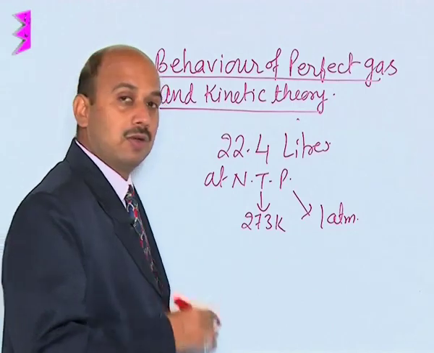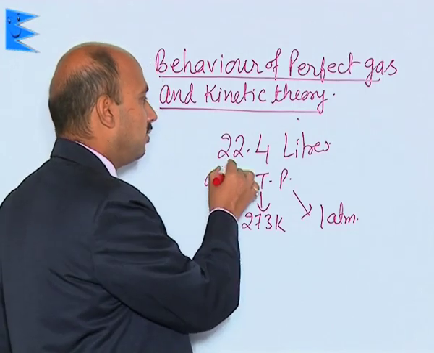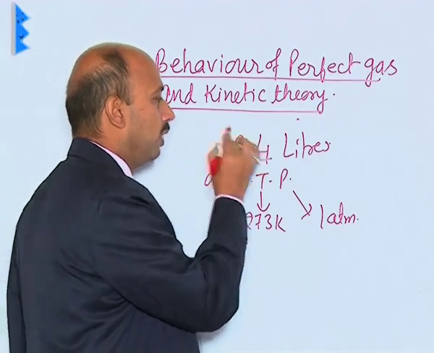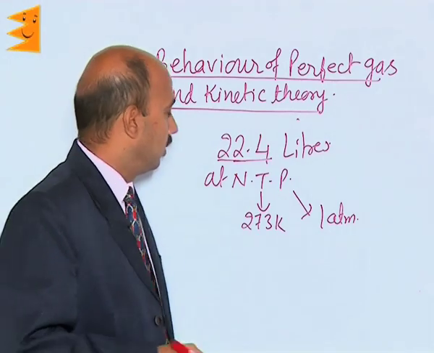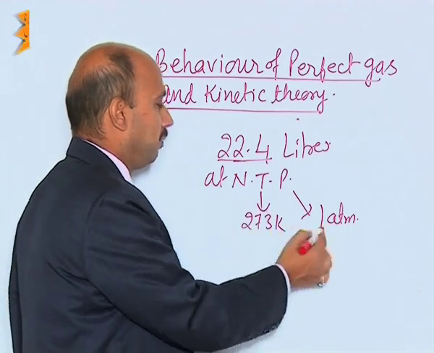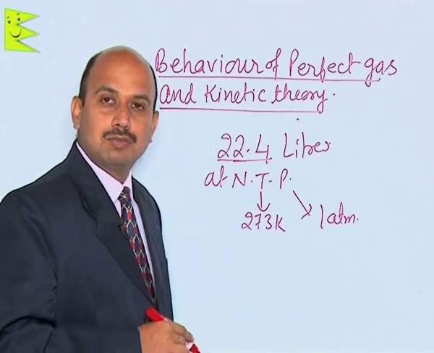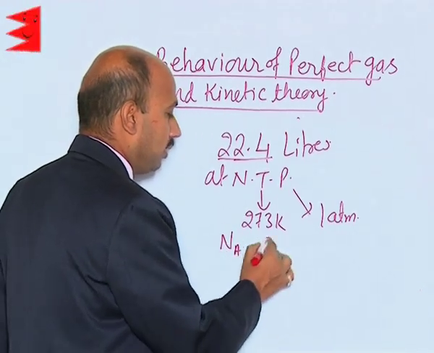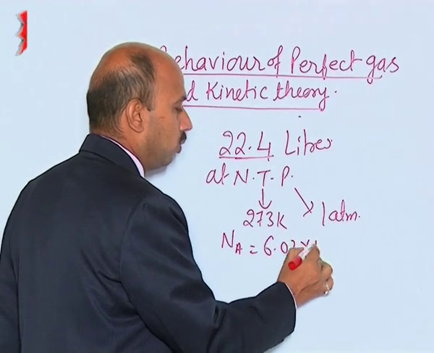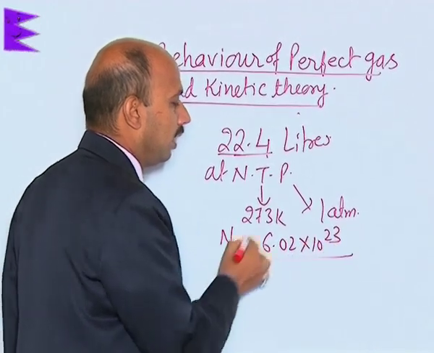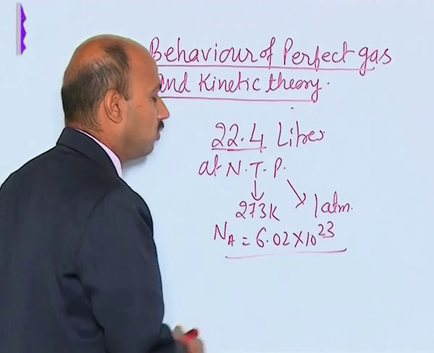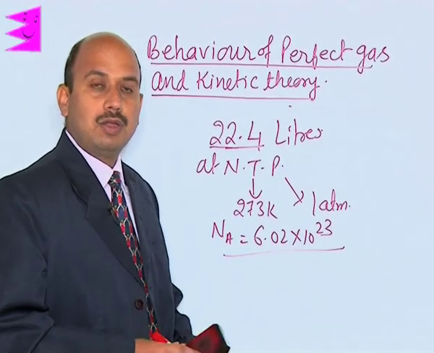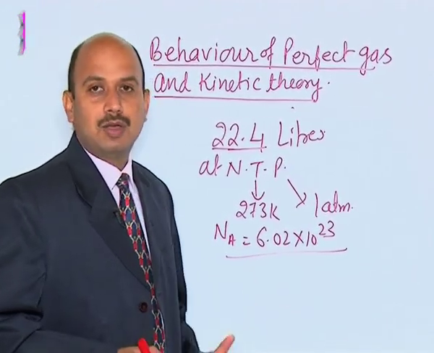So according to Avogadro's hypothesis, every gas of 22.4 liters at normal temperature and pressure contains the same number of atoms or molecules, and that number is equal to 6.02 × 10^23, and this is called Avogadro's number. So this is about Avogadro's hypothesis and Avogadro's number.